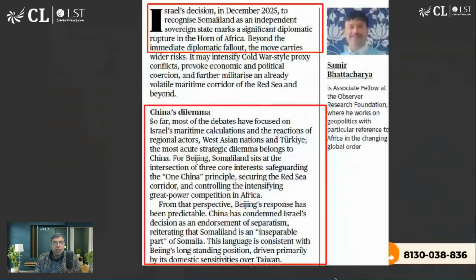Yes. So Israel's decision in December to recognize Somaliland as an independent sovereign state marks a significant diplomatic rupture in Horn of Africa. Beyond the immediate diplomatic fallout, the move carries wider risk. It may intensify Cold War-style proxy conflicts. So this is saying that conflict friction may increase, might increase the friction, etc.